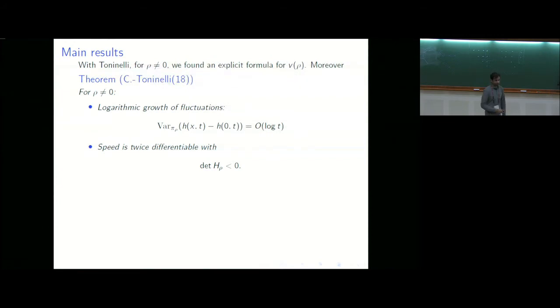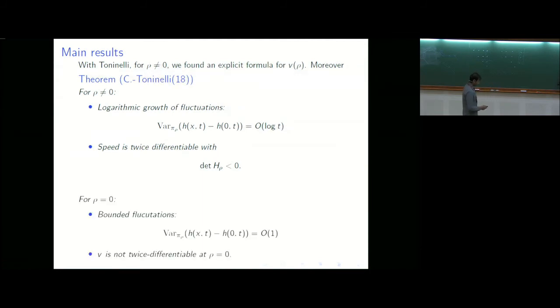We find that the speed is twice differentiable, and that if we look at the determinant of the Hessian, it's negative. So in this picture here, we're still in anisotropic mode. But when rho is equal to 0, we get bounded fluctuations of the height function. So we're in the smooth phase. And we can show that V is not twice differentiable when rho is equal to 0. So the two questions are kind of interrelated.